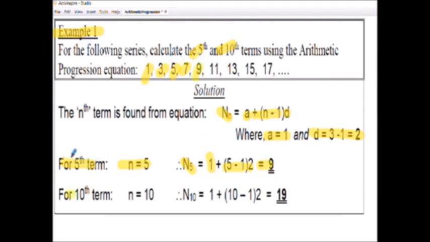For the 10th term, I simply put the n value, little n of 10, so I'm finding the 10th term in the series, and that's 1 plus, this time, 10 take away 1, all times 2, and that's 19. And again, from the series above we can see that's correct.